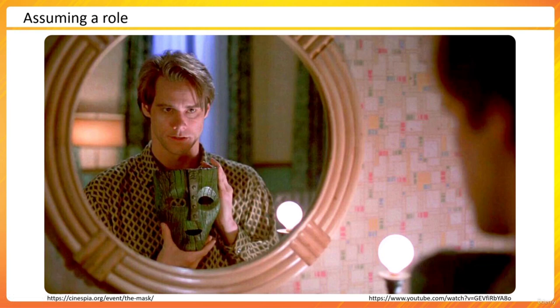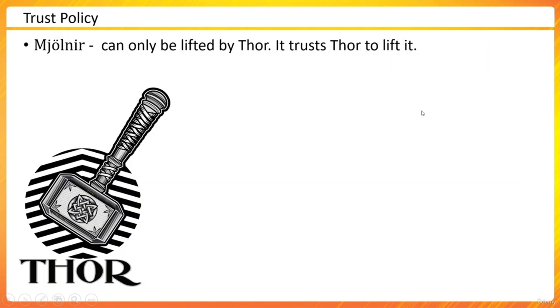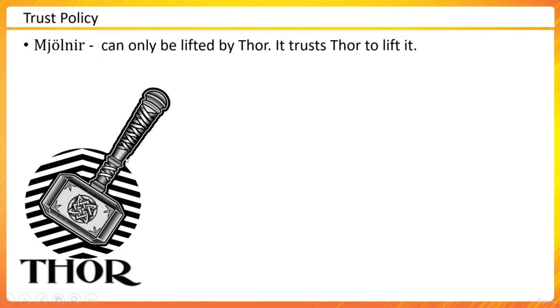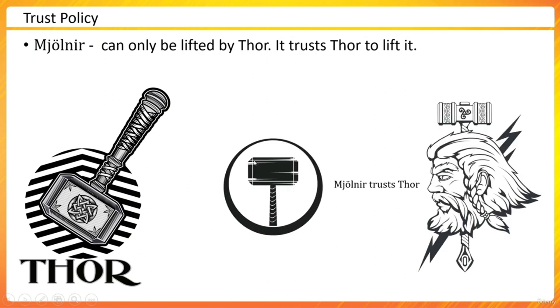Now, one more crazy example you have to understand here is something called a trust policy. I am taking the example here of a fictional character called Thor, God of Thunder, and he has a specific hammer which is called Mjolnir, and this can only be lifted by Thor, as Mjolnir trusts only Thor, right? So if it is a hammer called Mjolnir, this can only be lifted by Thor, no one else is allowed. Or I would put it in plain English: Mjolnir trusts Thor, and only then is it allowing him to lift up that hammer.